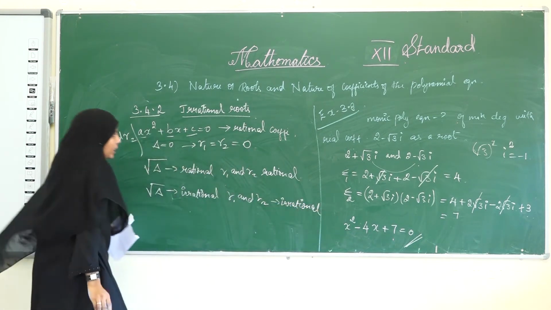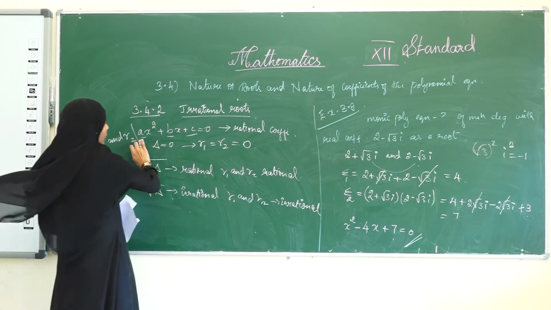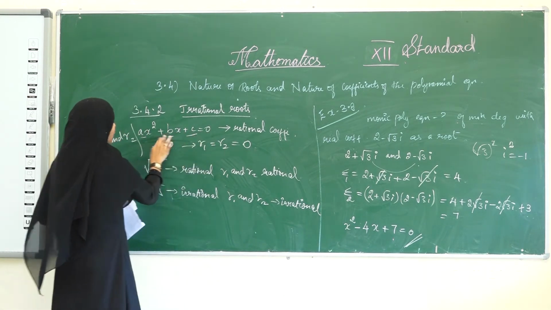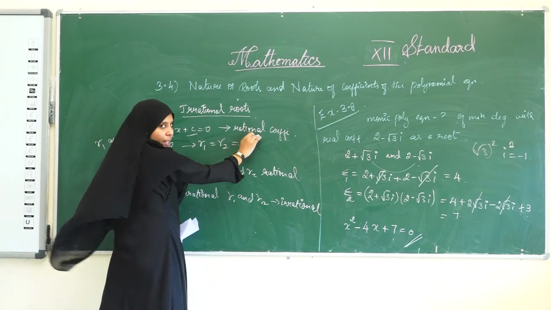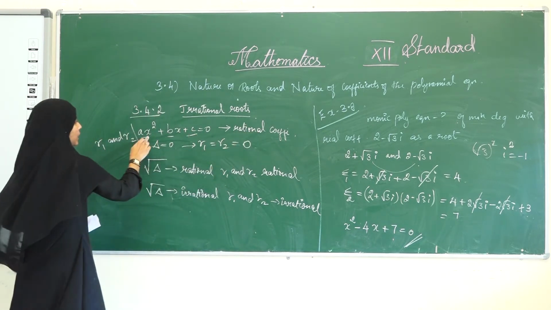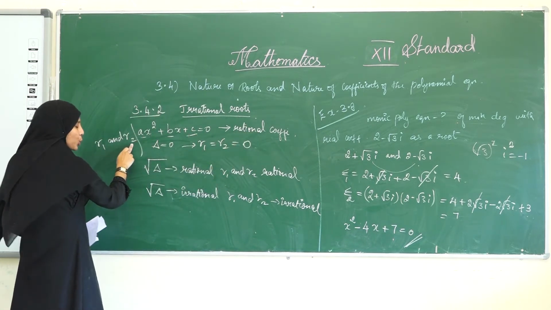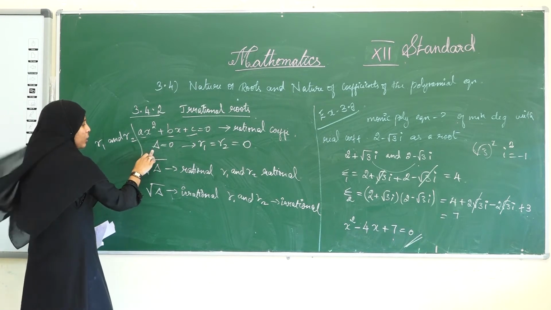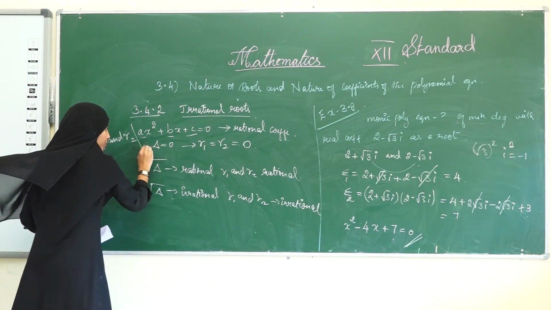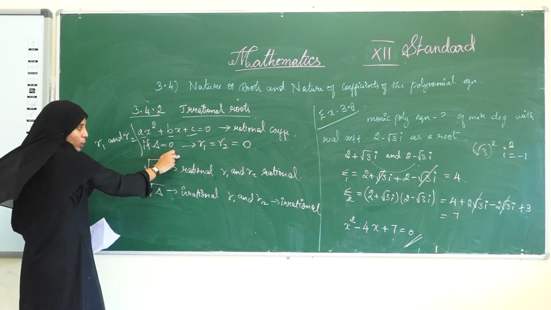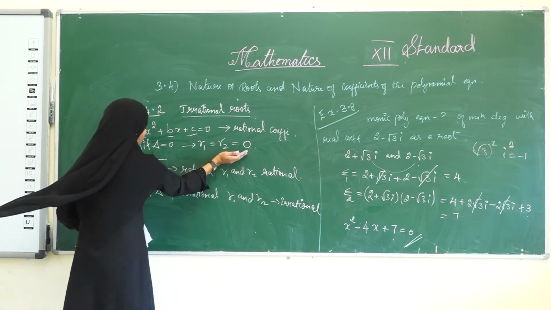Okay. This is the theory in this part. What is given? It is a quadratic equation whose coefficients a, b, c are rational coefficients. Since it is a quadratic equation, we have two roots r1 and r2. If the discriminant value del is equal to 0, then the roots will be equal.